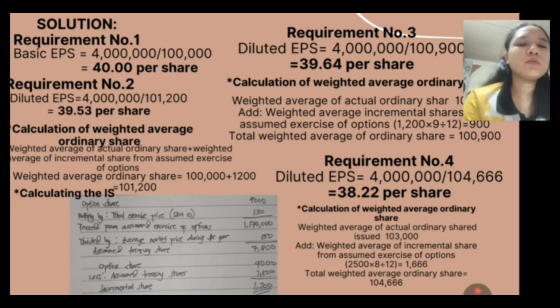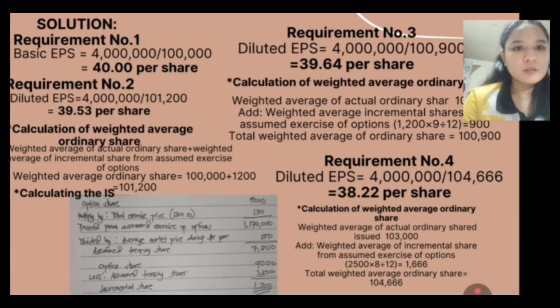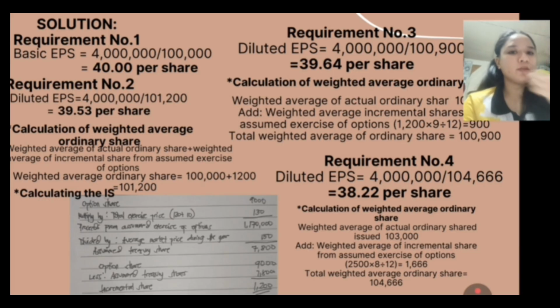For requirement number 2, let's calculate the diluted EPS. It is equal to 4 million divided by 101,200, so it is equal to 39.53 per share. In calculating the diluted EPS, the weighted average ordinary shares is the weighted average of actual ordinary shares plus the weighted average of incremental shares from assumed exercise of options. So 100,000 plus 1,200 incremental shares is equal to 101,200.